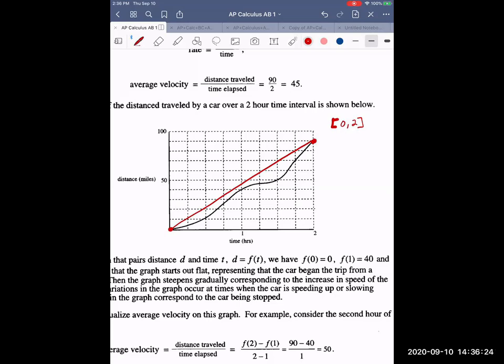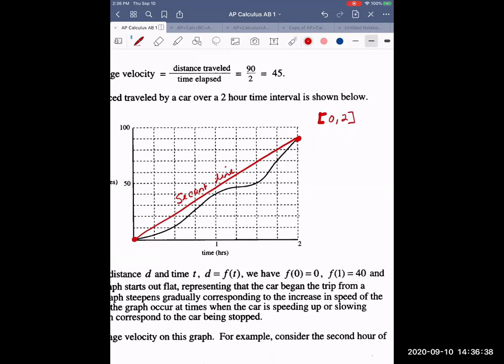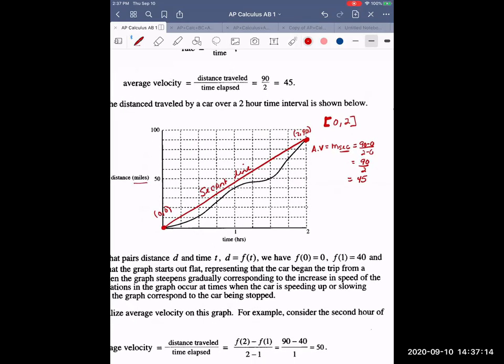And this line has a special name. It's called a secant line. It's just a line that joins two endpoints of a curve. Okay? And you find the slope of the line. So what we say is that the average velocity is equal to the slope of the secant line, m sub sec. Okay, the sec part here is a subscript. And this point is (0, 0) here, and this point here is (2, 90). So very easily, we know it's the change in y over the change in x, which is 90 minus 0 over 2 minus 0, or 90 halves, which is 45. Okay, so the average velocity for the entire trip was 45 miles per hour because we're in miles per hour.